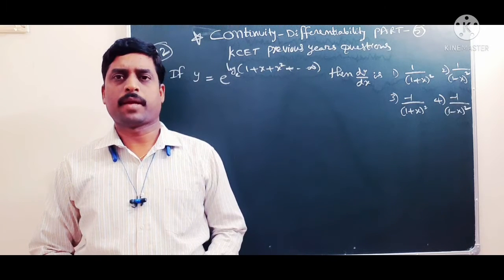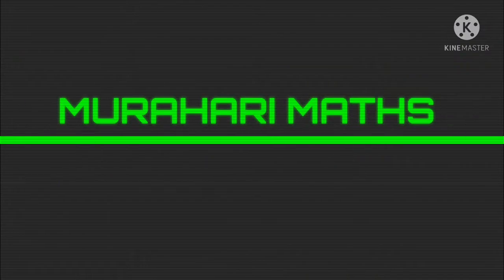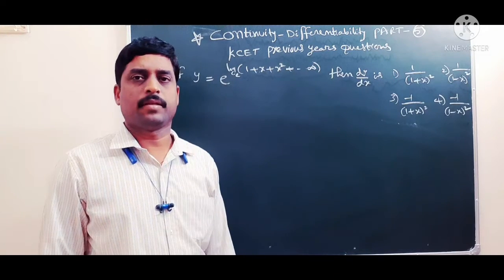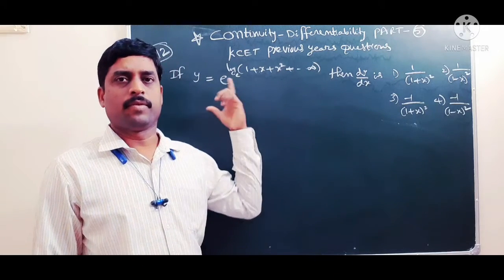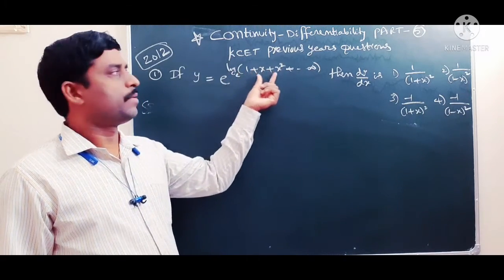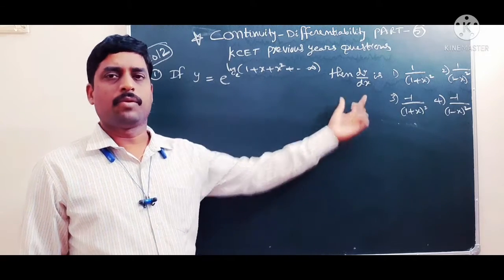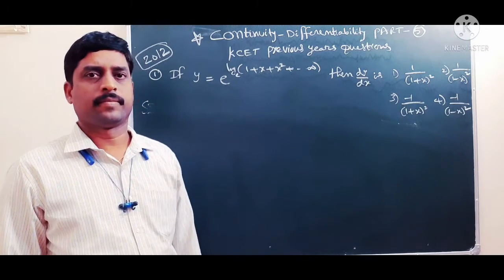Today I would like to explain continued differentiability case and previous year questions. Okay, now explain question number 1 from 2012. So y is equal to e to the power log of 1 plus x plus x square plus up to infinity. Then we have to find dy by dx.